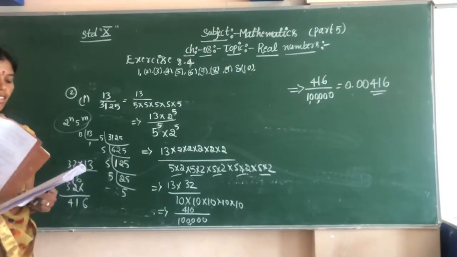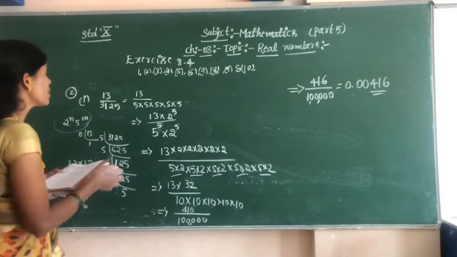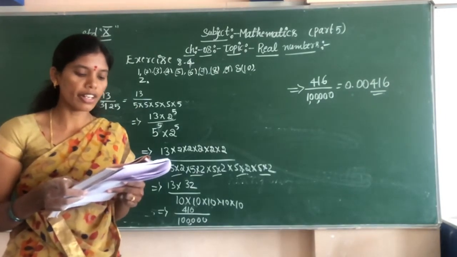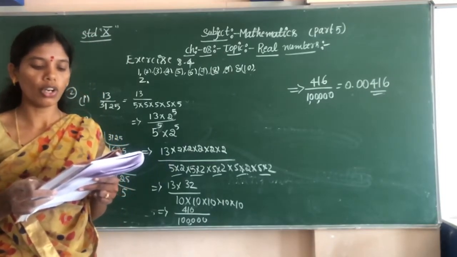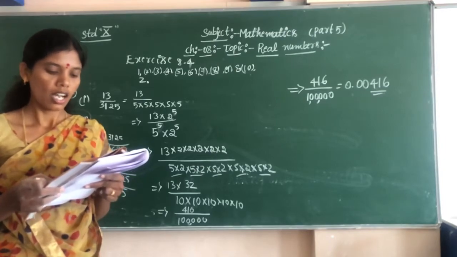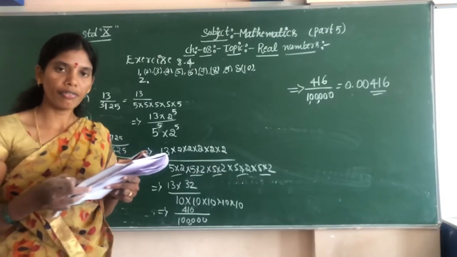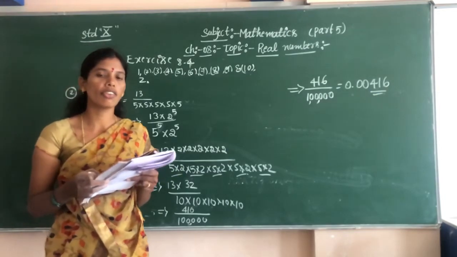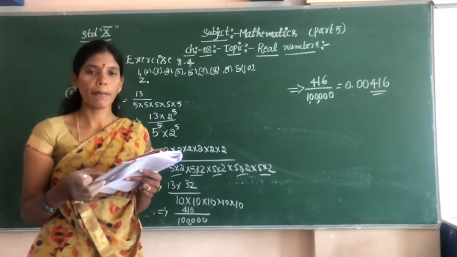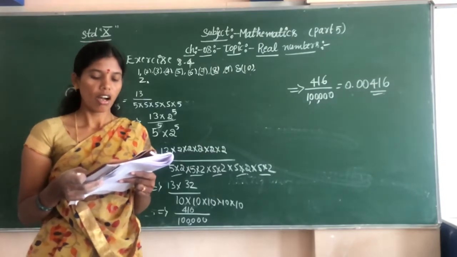Okay, children. We did the last one in this exercise; we should do the second one also. The following real numbers are decimal expansions as given below. In each case, decide whether they are rational or not. If they are rational, in which form will they be represented? P by Q form. What can you say about the prime factors of Q?